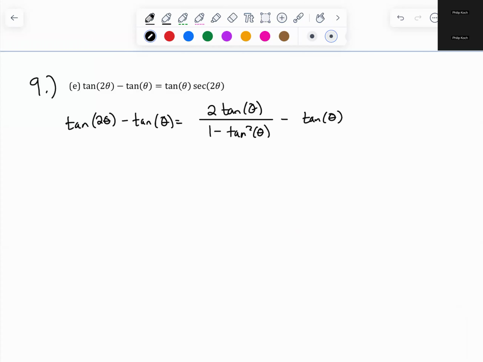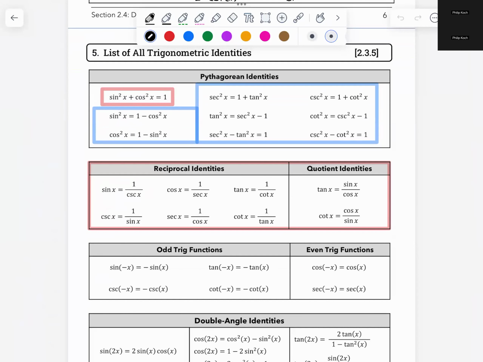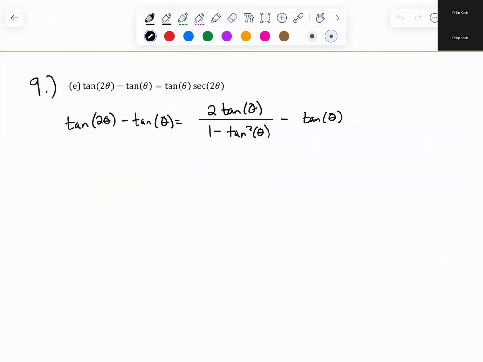So I see a 1 and a tangent squared theta. My immediate thought is to try and look for one of my trig identities. So I'm going to look back through them. Do I have a 1 minus tangent squared theta? Nope, 1 plus. So it's not going to work out. Unfortunate. So back to the drawing board. Well, I could put it all over one roof. At the end of the day, I do need to get this to be one singular term, tangent theta times sine 2 theta, a secant 2 theta.